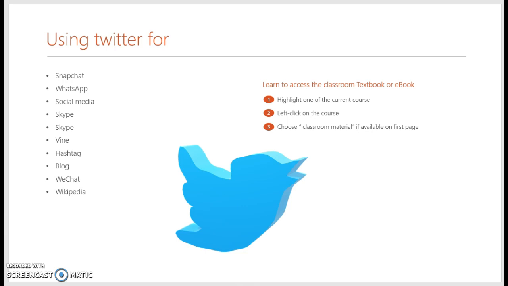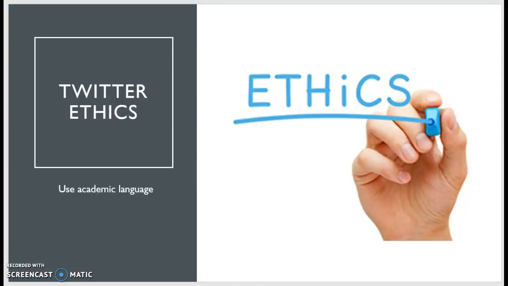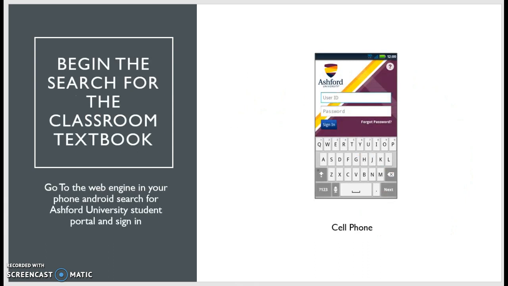For this particular training, we will learn to access the classroom textbook or ebook by highlighting the current course, left clicking on the course, and choosing the material that you're able to read on the page. So here's a question. Can you identify and locate the online classroom textbook or ebook? If so, explain the steps. The reply must be 140 characters or less. Keep in mind that during the reply you must use Twitter ethics, which is academic language. So let's begin searching for the textbook.